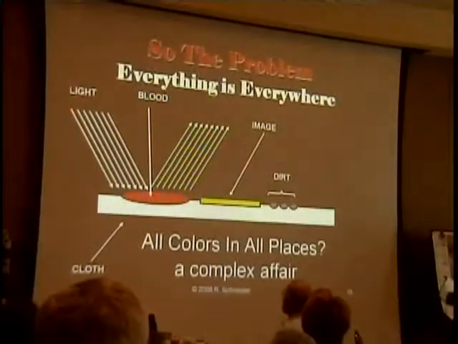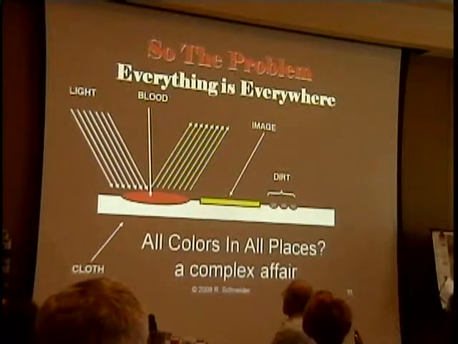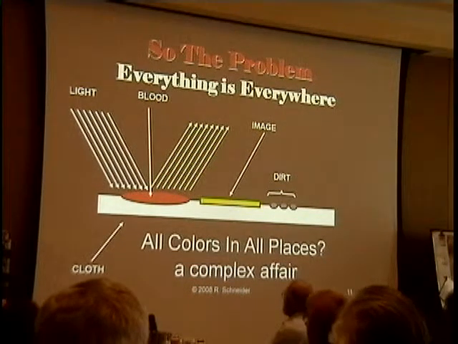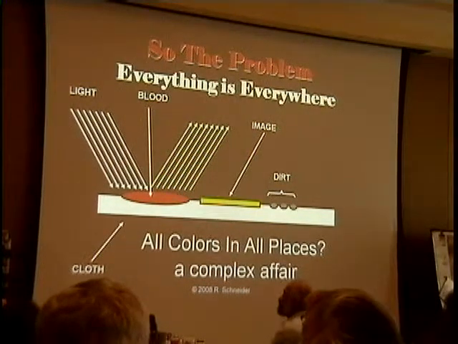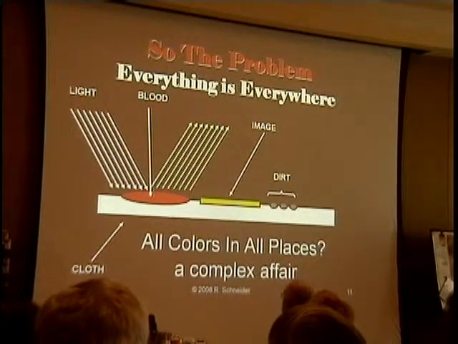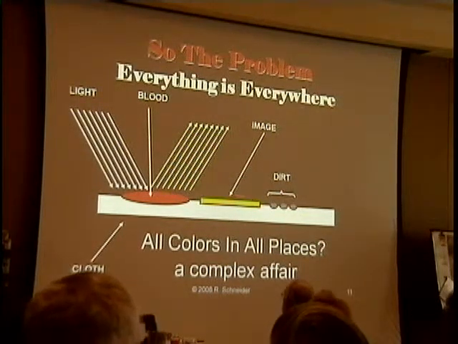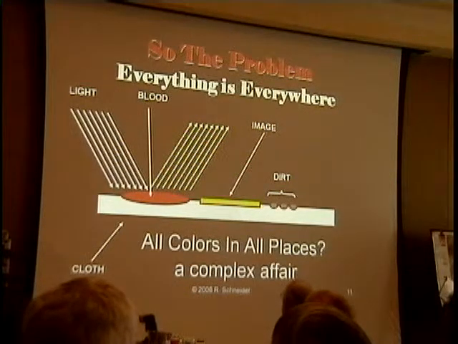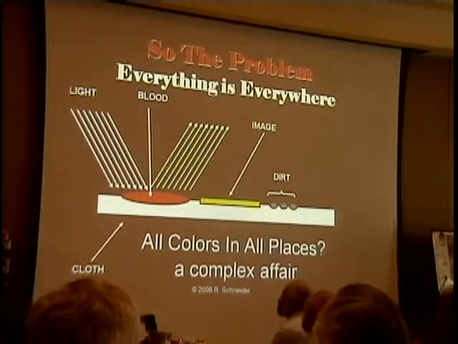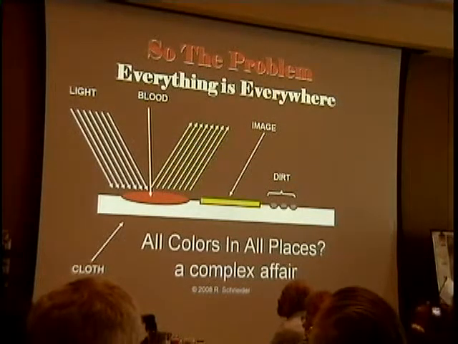But here's the problem. Everything is everywhere. When you look at the Shroud, you discover almost no matter how small the sample, you find little bits of different things. And now you can't really, this is a metaphor, the blood is obviously something that's added. Dirt's something that's added. Image, we don't know what image is. It appears to be desiccated linen.